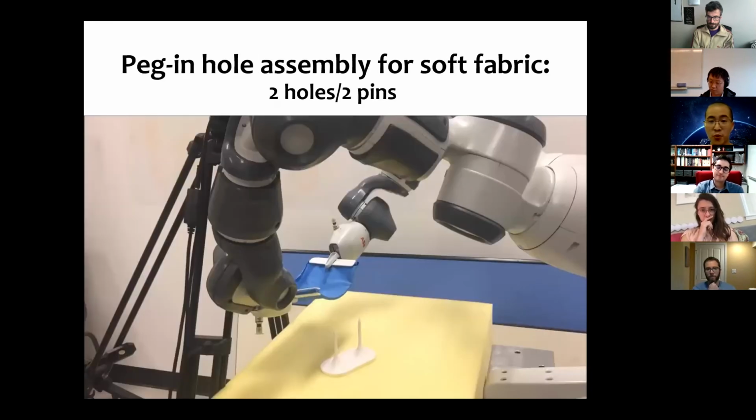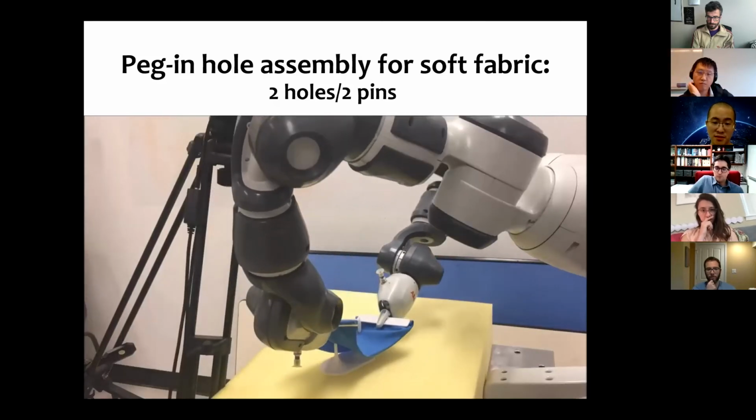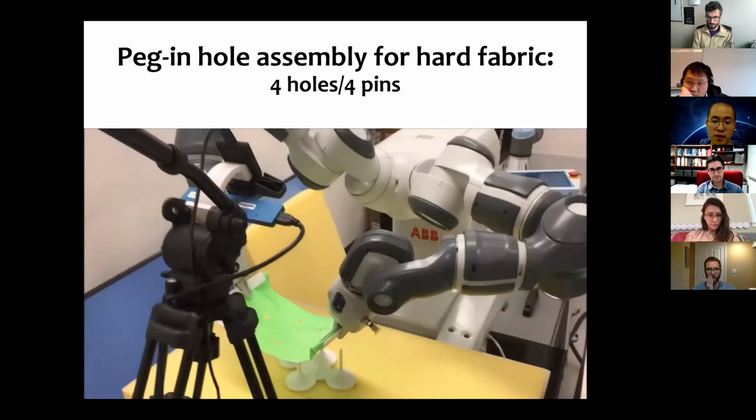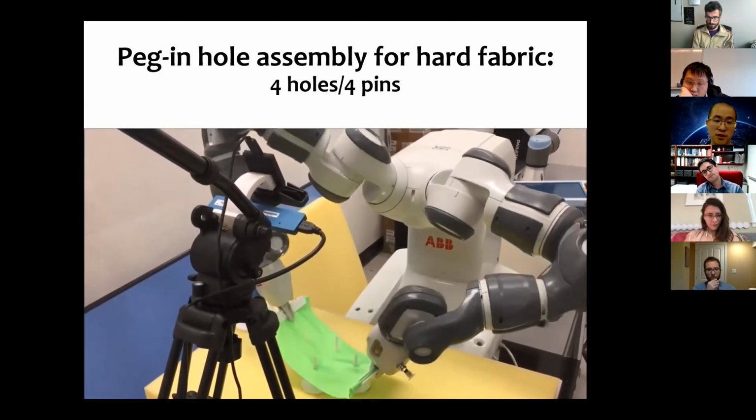So these are some of our results trying to achieve the task we just mentioned. This is one material, kind of soft, with 2 holes, and our robot can do that. And this is another piece of cloth, which is a bit harder and has 4 holes, and the robot can still do that well enough.